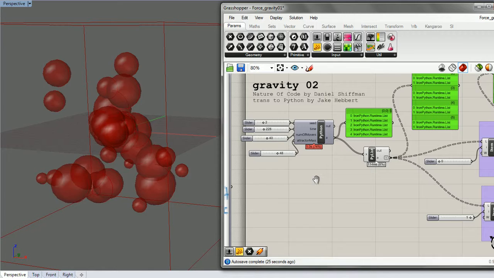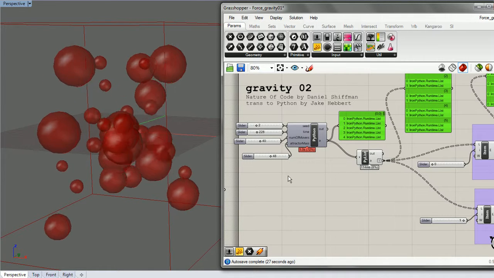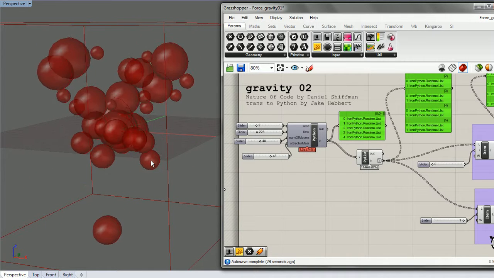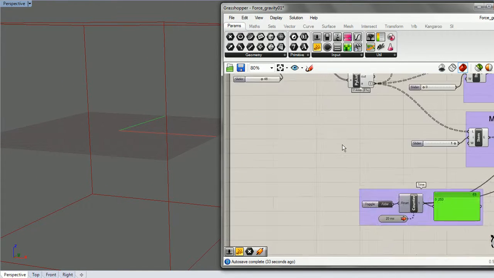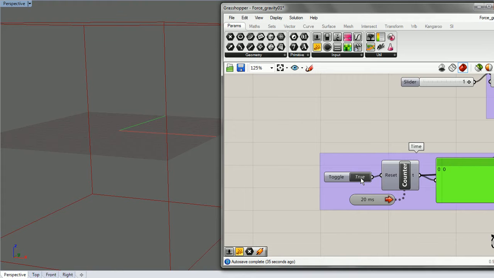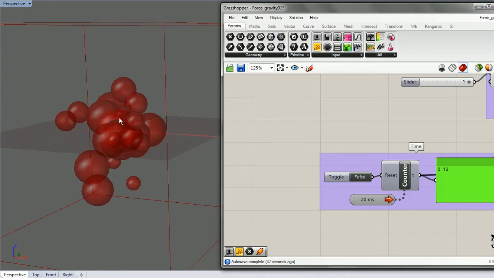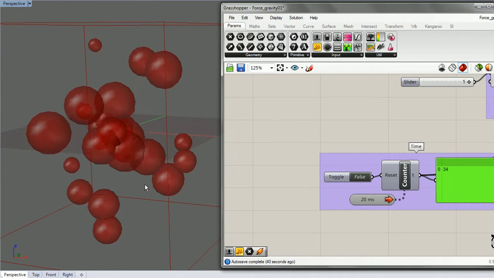And so what we're going to do in the next videos is eventually we'll have gravity affecting each mover. Have gravity between all of the movers affect all of the movers.